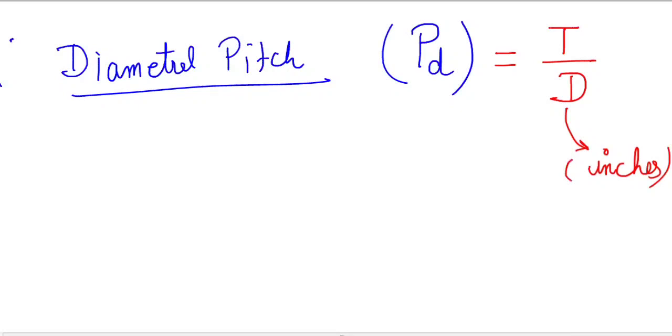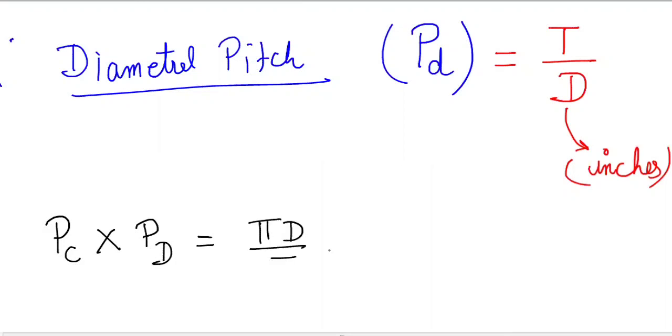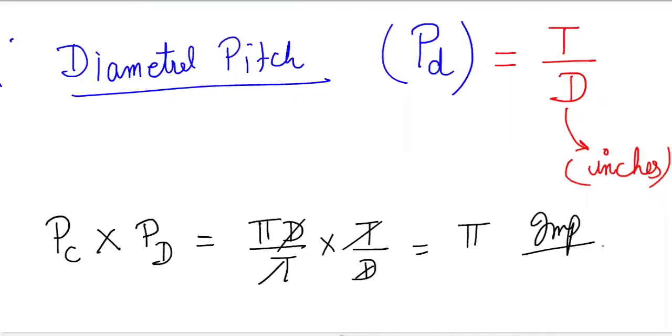Otherwise students used to remember incorrectly. And every time they used to ask a question in GATE and other competitive examinations, they ask what the product of circular pitch and diametral pitch is. Circular pitch was pi D by T, and diametral pitch was T by D. T cancels out, D cancels out, and the answer will come out to be pi. That's a very important question they used to ask in GATE and other competitive exams.